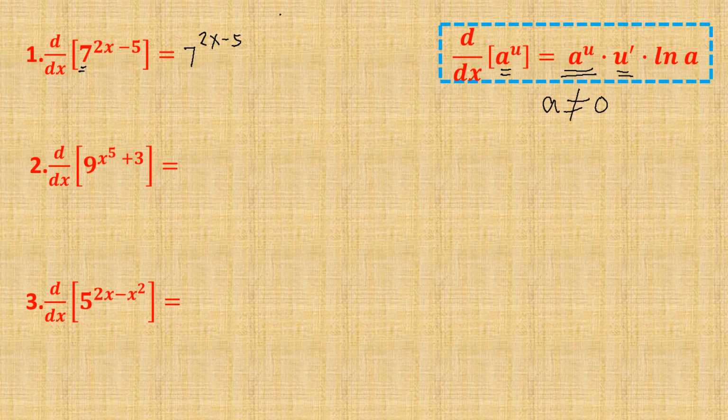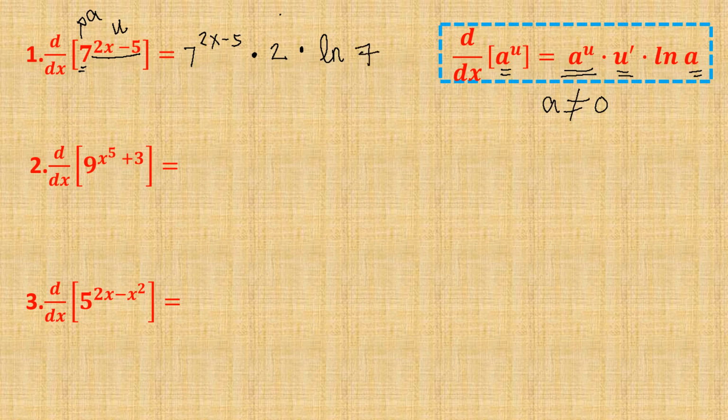When we say the u prime, what is the derivative of its exponent? So again, this is our u, and the 7 is our a. So we have written the entire 7 to the 2x minus 5 times the derivative of 2x minus 5, which is 2. Okay? And then times the natural logarithm of the constant a. So our constant there is 7.